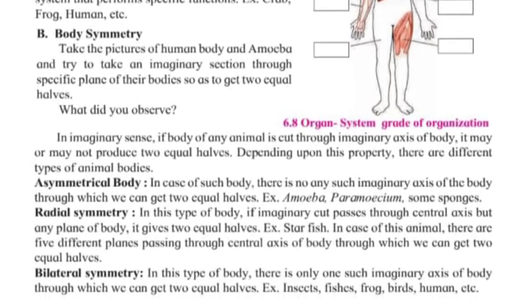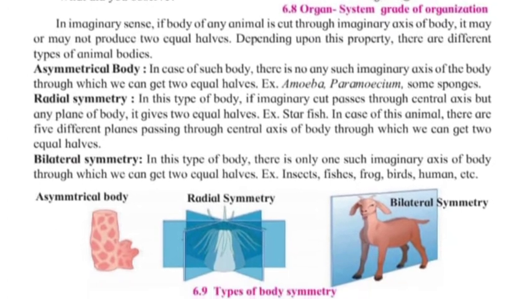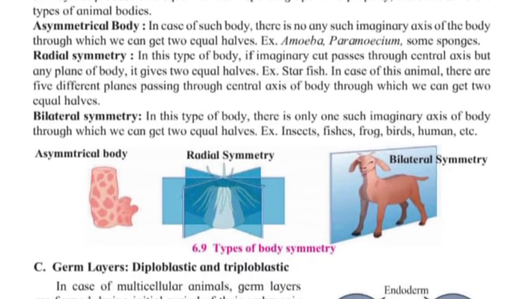Asymmetrical body. In the case of such a body, there is no imaginary axis through which we can get two equal halves. If you cut the body into two halves, you don't get two identical halves, and that is called asymmetrical. Examples are amoeba, paramecium and some sponges. Next is radial symmetry. In this type of body, if an imaginary cut passes through the central axis in any plane of the body, it gives two equal halves. Example, starfish. In this animal, there are 5 different planes passing through the central axis of the body through which we can get two equal halves.